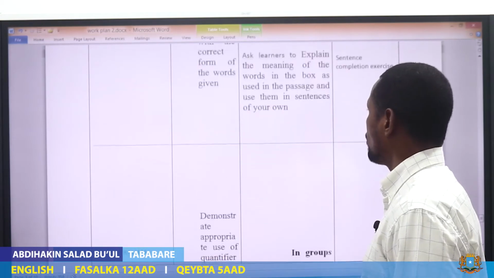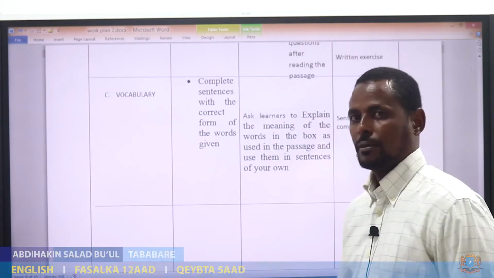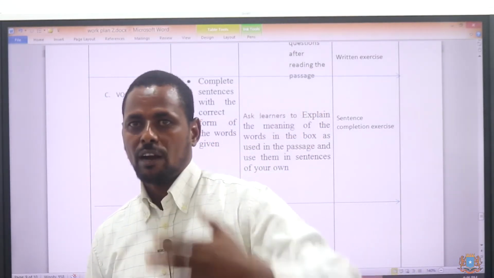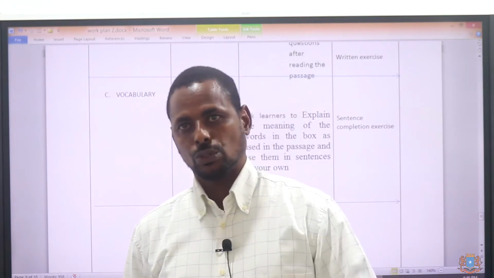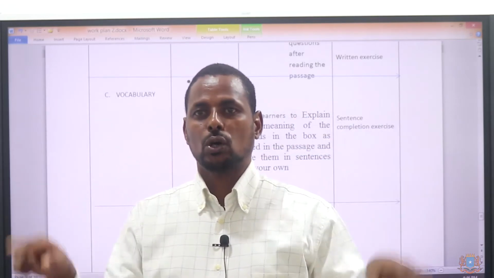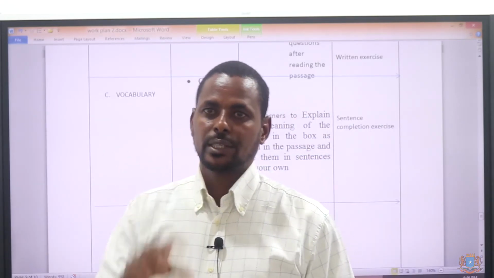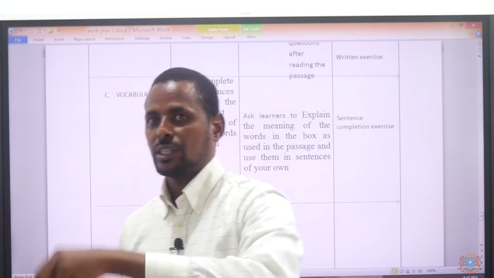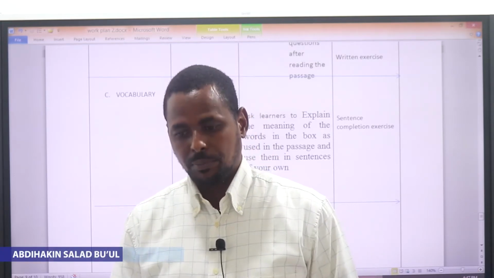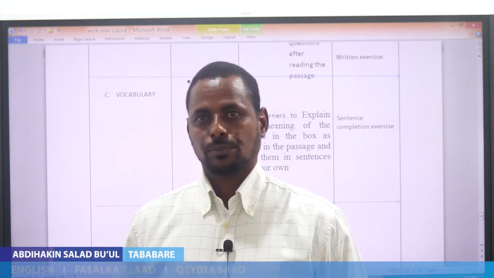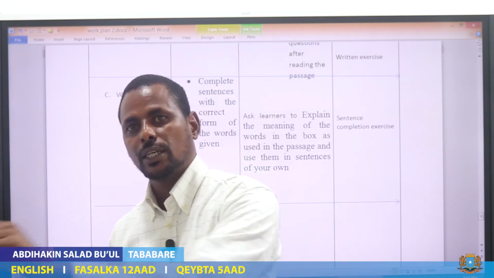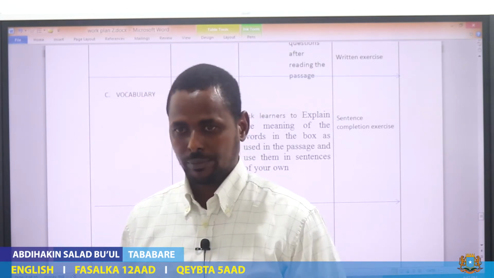With the correct form of the words given. You will find in the textbook, after the reading comprehension questions, sometimes, mostly, we provided a box which contains words selected from the text that students have read or are going to read. Then there are sentences below the box which ask: complete these sentences using the words in the box.